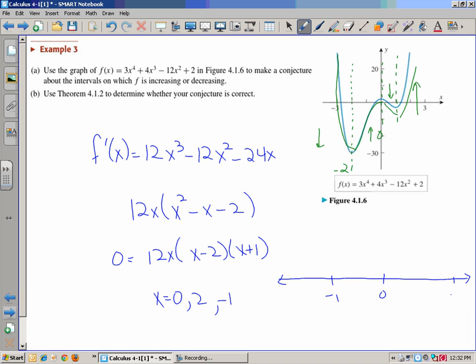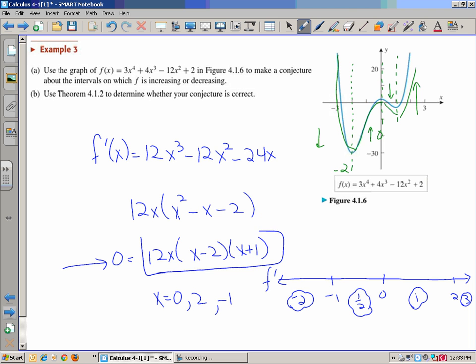And 2. And those are my points that I need to look to the right and left of. So I'm going to choose a number over here, a number here, a number here, and a number here. And so now I'm going to plug in negative 2. Remember, this is my first derivative test. So I'm going to come right here, and this right here is my first derivative test.